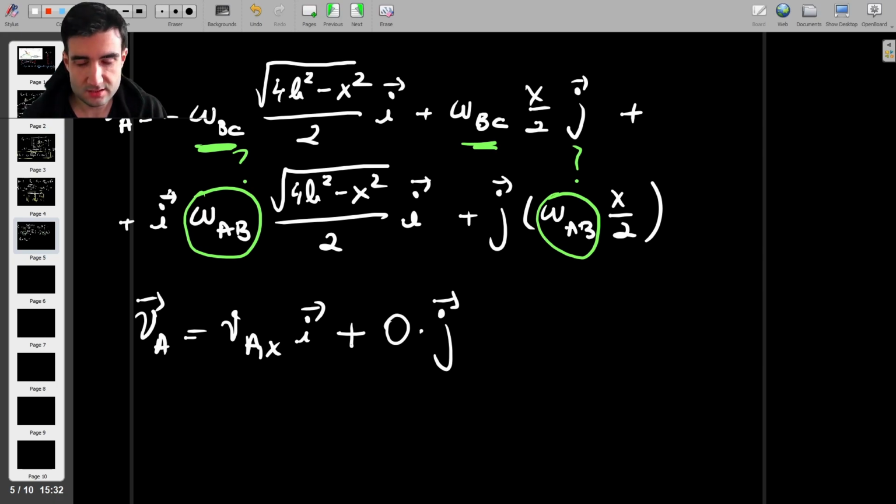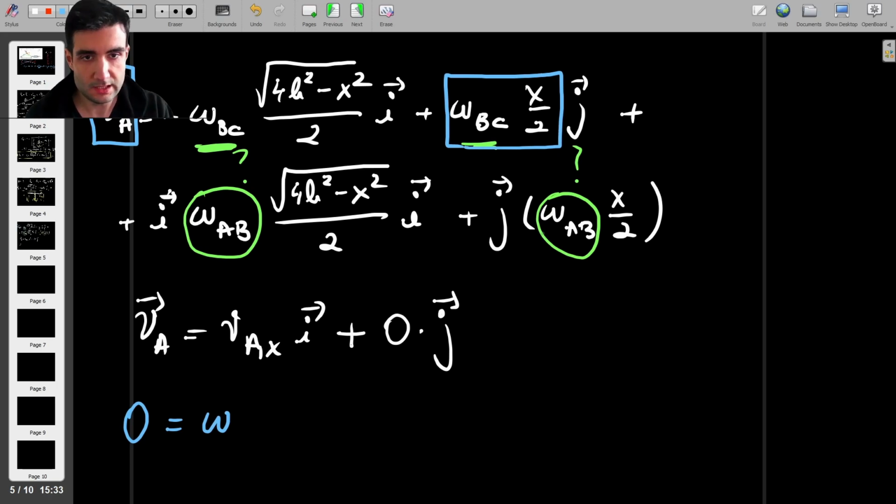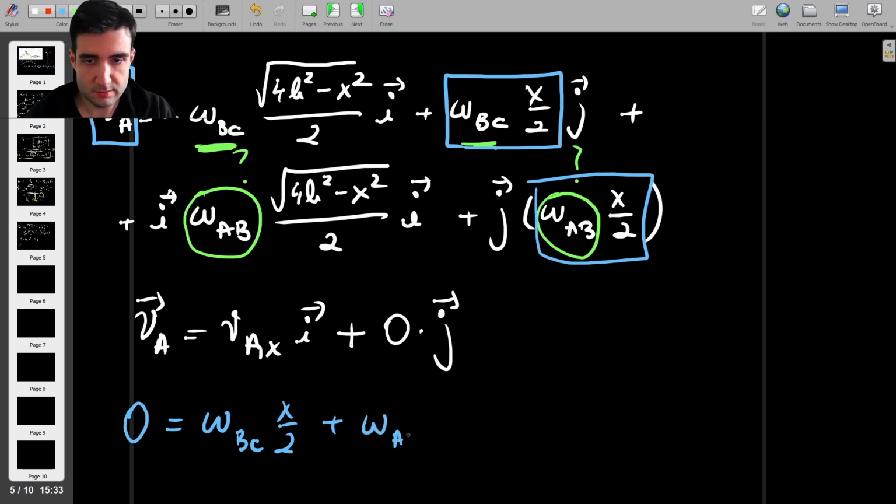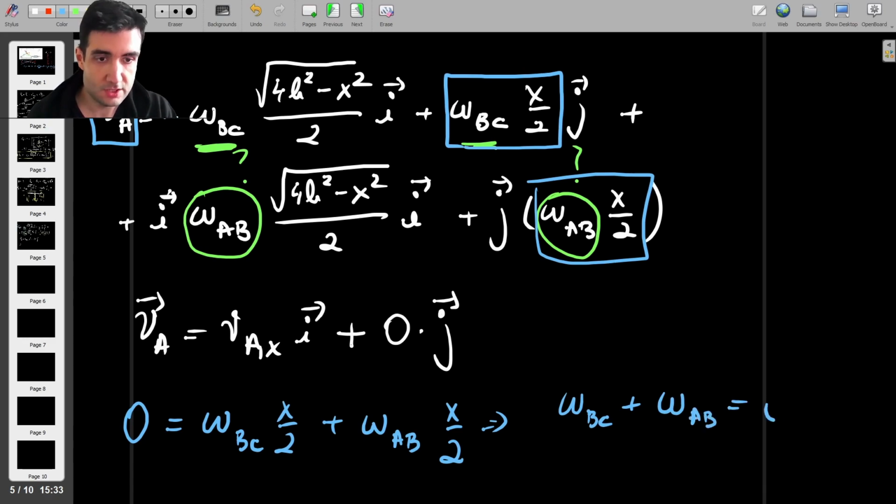Okay, which means that for two vectors to be equal, and we have two vectors here, so we have this vector on this side, and we have literally everything else on the other side. So for two vectors to be equal, the components must be equal. So the y component on the left is 0, the y component on the right is this, plus this. So we have omega bc x over 2 plus omega ab x over 2. So the x over 2's cancel out, so we have omega bc plus omega ab is equal to 0, which means that omega bc is minus omega ab, which is an interesting finding, right?